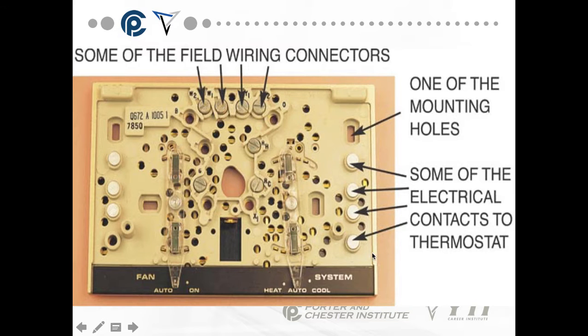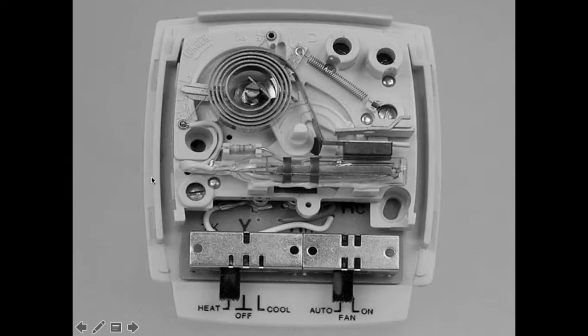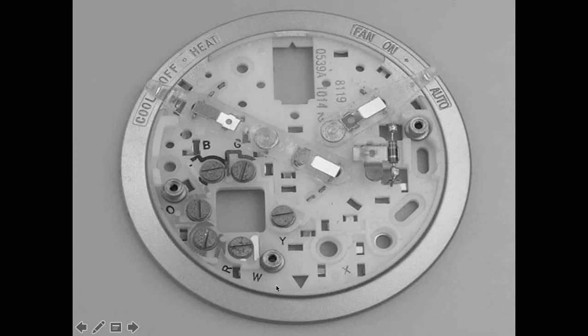Your switching devices in this case, like the fan switch and the heat, auto, cool, are all on the sub-base. This is another example of a sub-base. Again, this has your snap acting sensor right on it. Okay, your cooling and heating switches are on here.